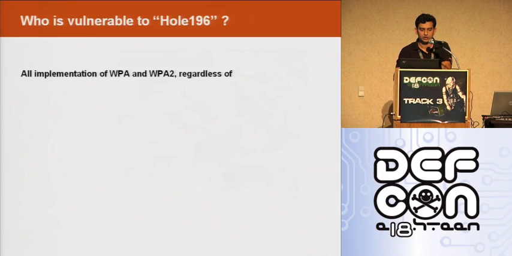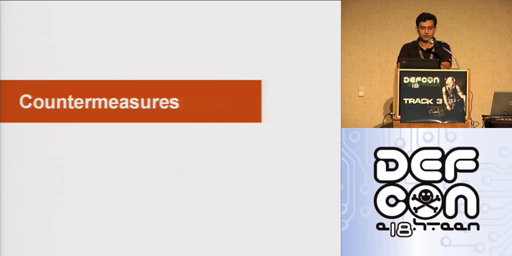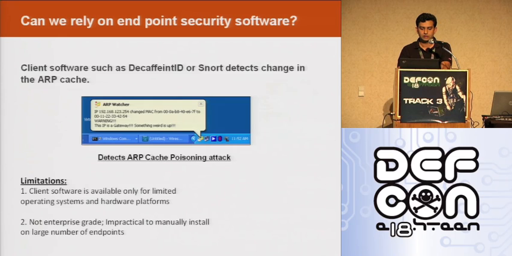Let me quickly present all the countermeasure techniques. The real fix is fixing this problem in the protocol, and for that one can think of deprecating the use of GTK and group addressed data frames. The other solution is using endpoint security software like SNORT or ARP watch, which detects a change in the ARP entry, but there is a limitation of this software. It is not available for all kinds of Wi-Fi devices.